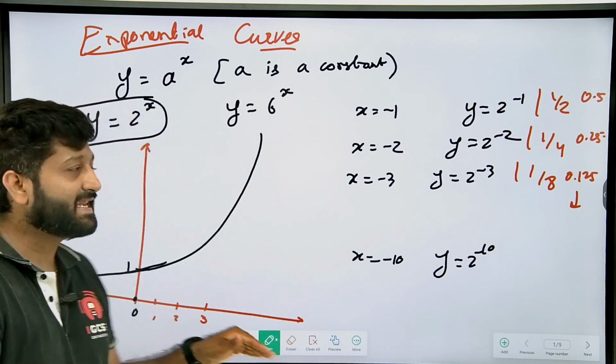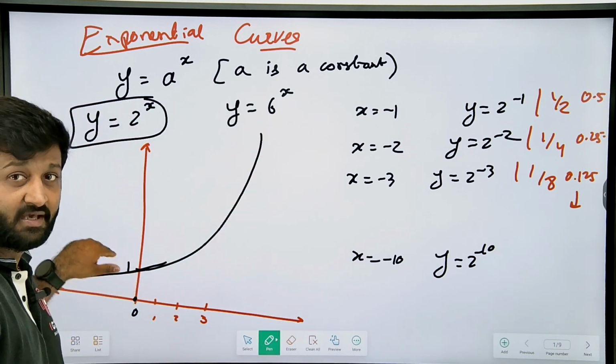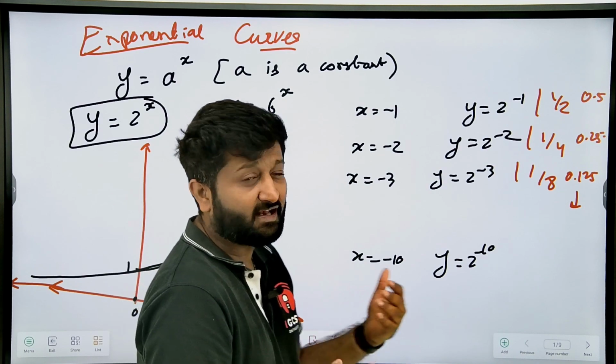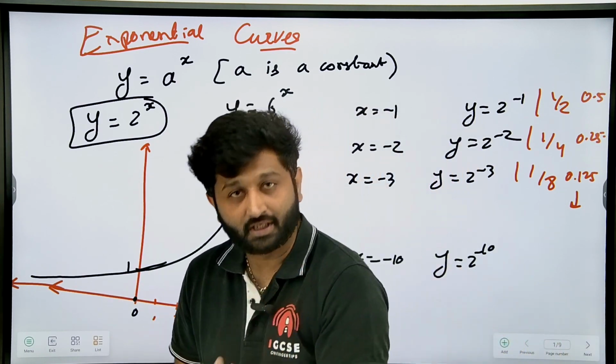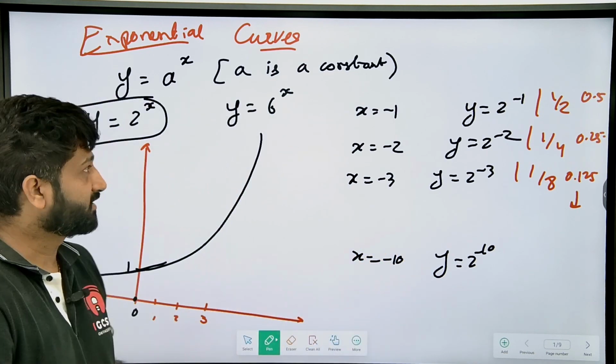This is called an increasing exponential curve, right? Increasing means as the value of x is increasing, the value of y is increasing exponentially. This is an increasing exponential curve, right?